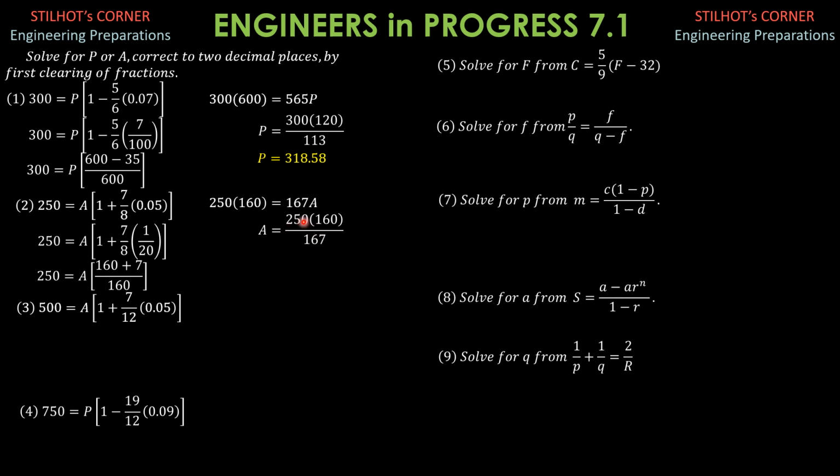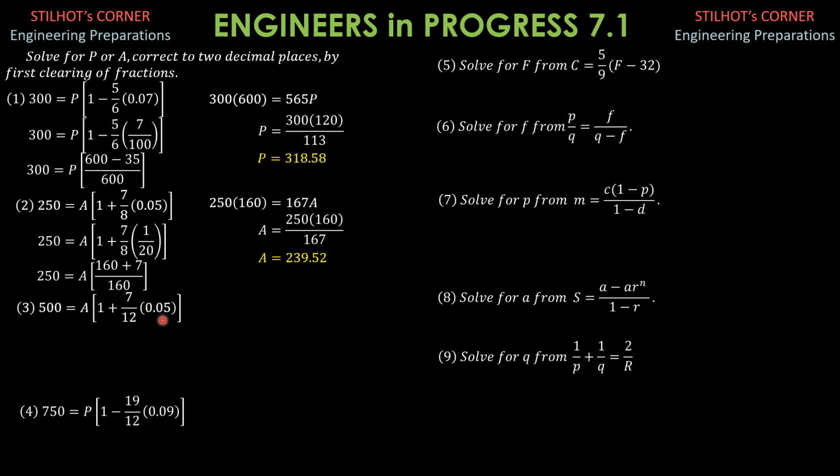If not, then we are forced to compute this manually, and it defeats the purpose of these exercises. It will just consume our time, and calculators are allowed. So we have to use the technology. So A is 239.52. For problem 3, 500 equals A.